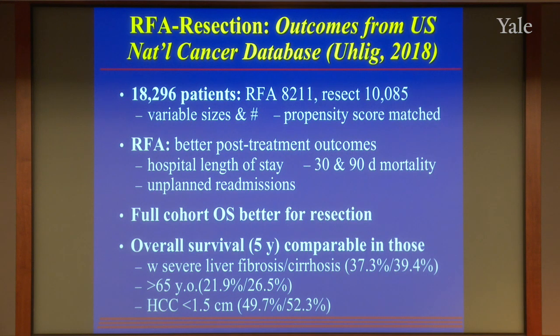Then this analysis from the National Cancer Database looked at 18,000 patients who were undergoing either RFA or resection. There were variable sizes and numbers of tumors. RFA had better post-treatment outcomes in terms of length of stay, unplanned readmissions, and 30 and 90-day mortality. The full cohort had better overall survival for resection. However, comparable survival was seen in those with worse liver status, those who were older, and those who had smaller tumors.